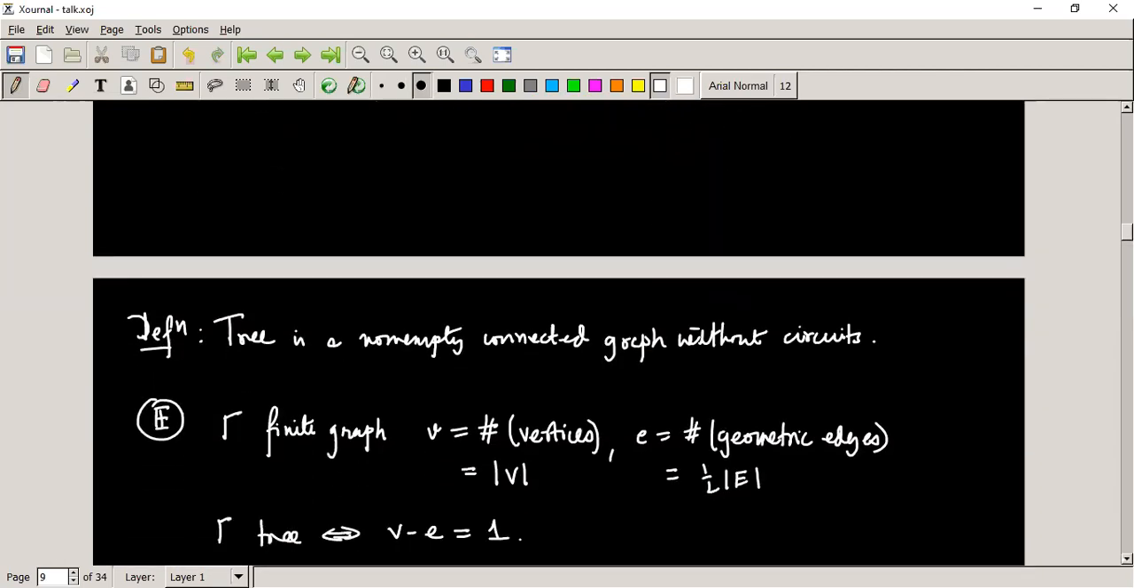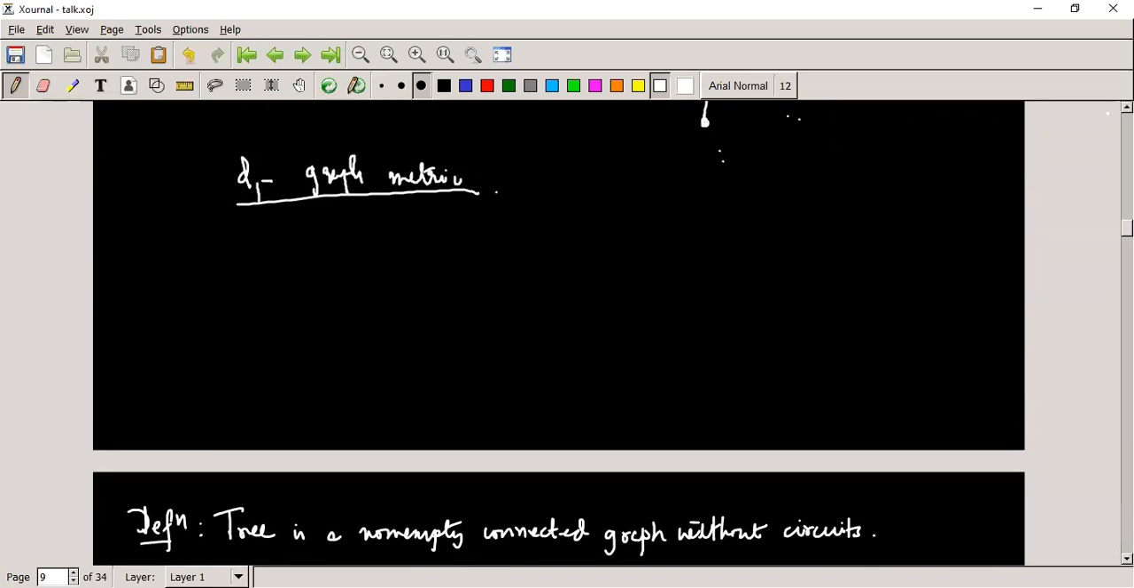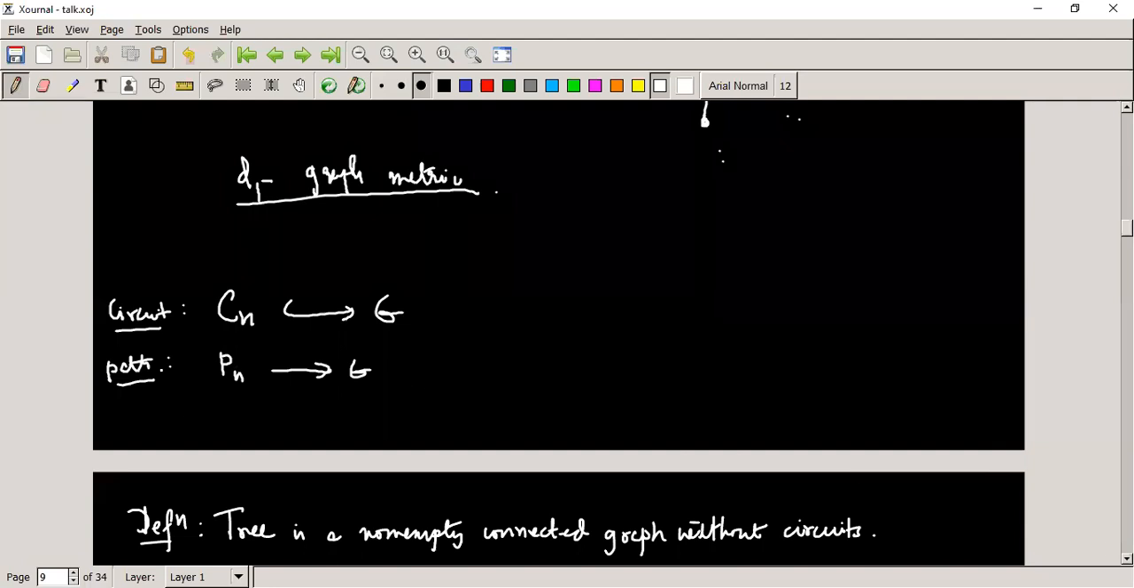So what is a tree? A tree is a nonempty connected graph without circuits. A circuit is an injective graph homomorphism from the cycle graph to your graph. Similarly, a path is a graph homomorphism from the path graph Pn to your graph, and a path without backtracking would be injective. Connected means that between any two points there is always a path. This is standard.